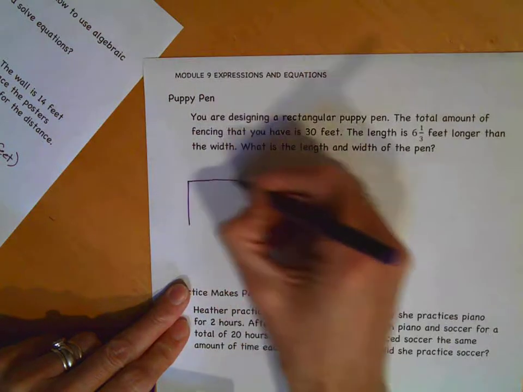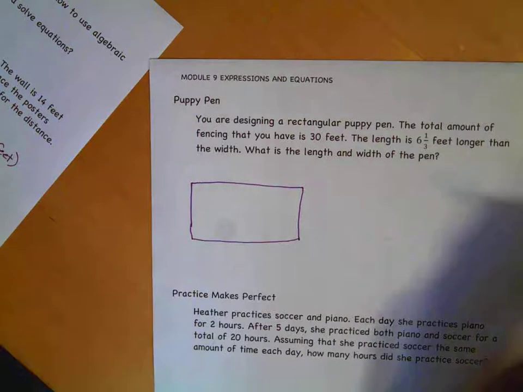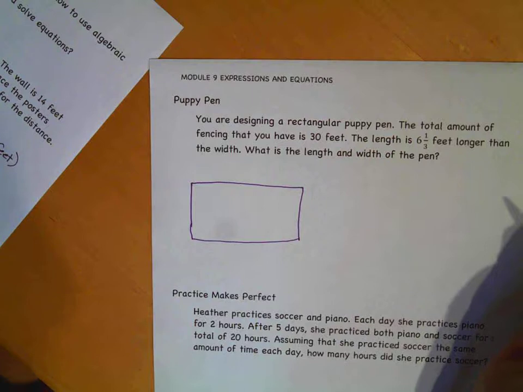The length is 6 1/3 longer. So we need to make that longer. Okay, here's a rectangular puppy pen. And it says that the length is 6 1/3 longer. So if I say that my hair is 7 inches longer than Susie's, how would I show Susie's?